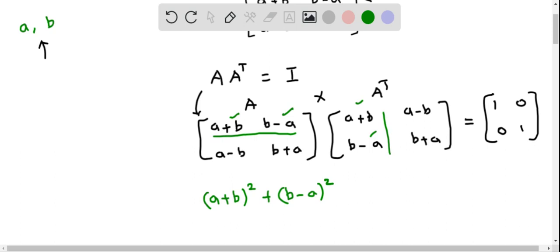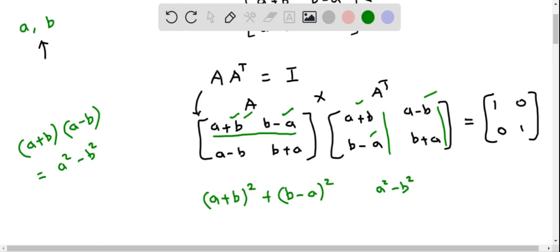Now let's move to the next element. We have to take the second column. So this will be a plus b times a minus b. We can use the difference of squares identity, and we can write this as a squared minus b squared. We also multiply b minus a times b plus a. Once again, we can use the difference of squares, so this will be b squared minus a squared.